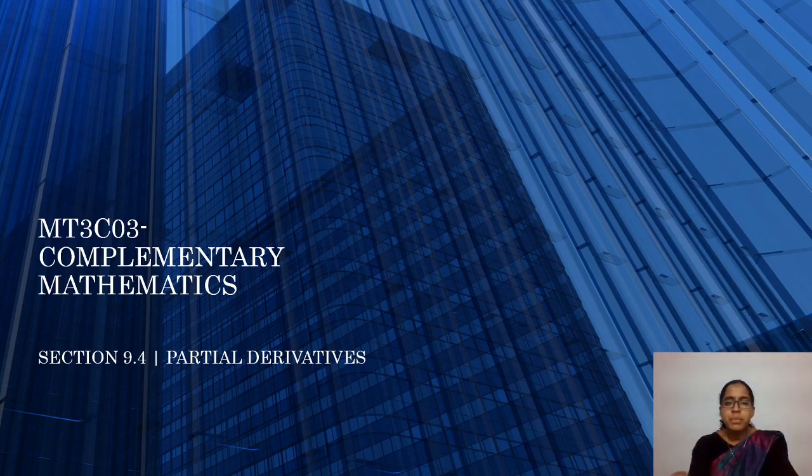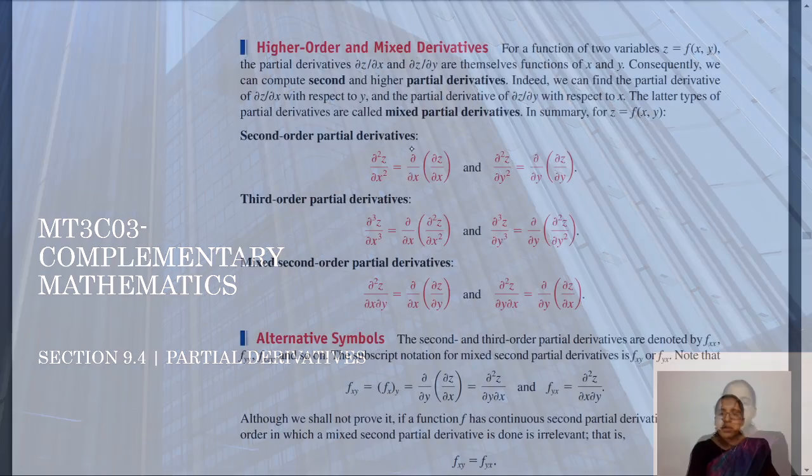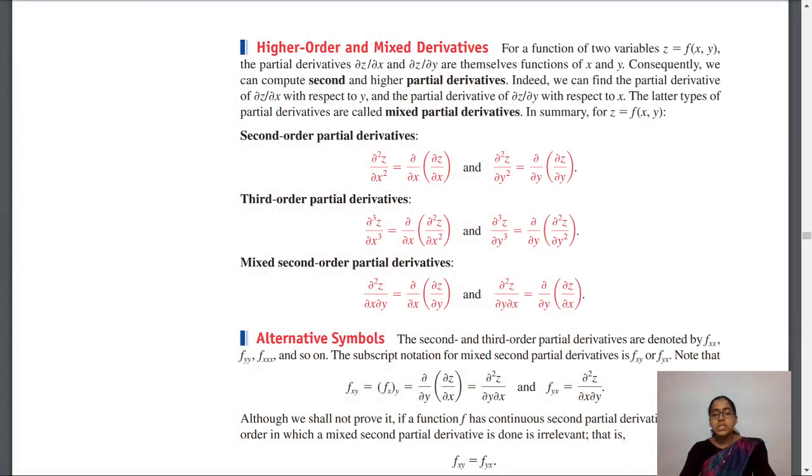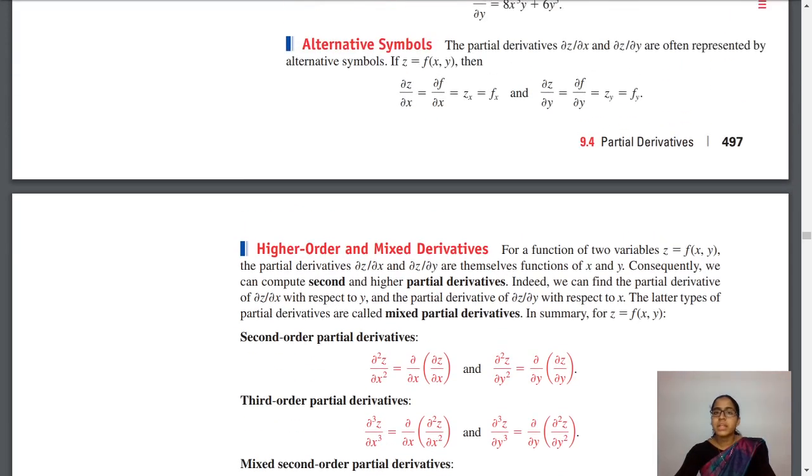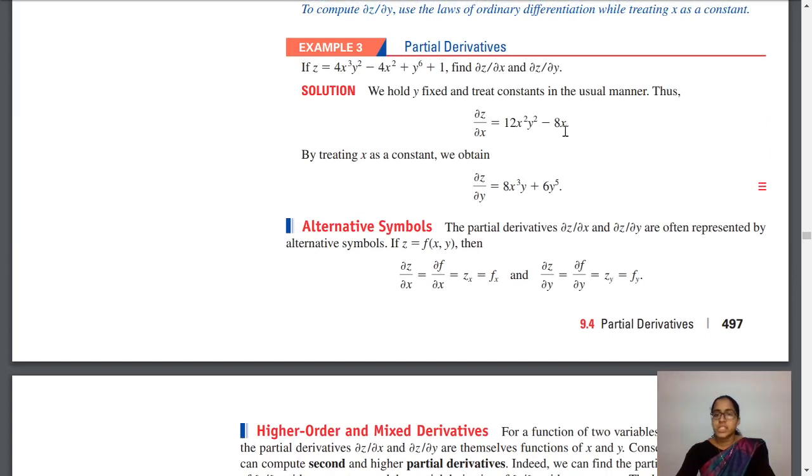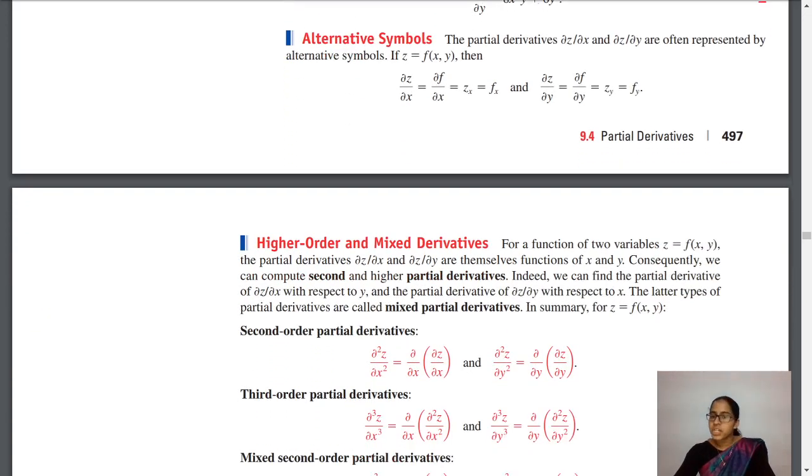If you remember, in the last class, in the example that we had done, if z was a function, we had determined dou z by dou x and dou z by dou y. We can see that those two are again functions of x and y. That is, dou z by dou x is a function of x and y, and dou z by dou y is also a function of x and y. So we can again differentiate them partially.